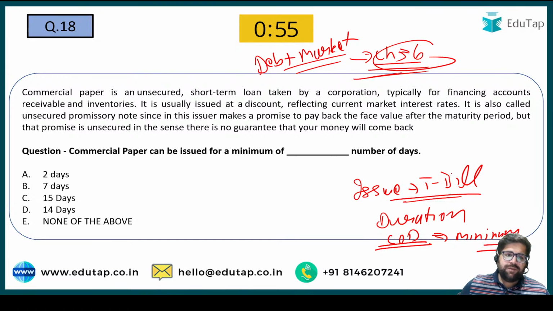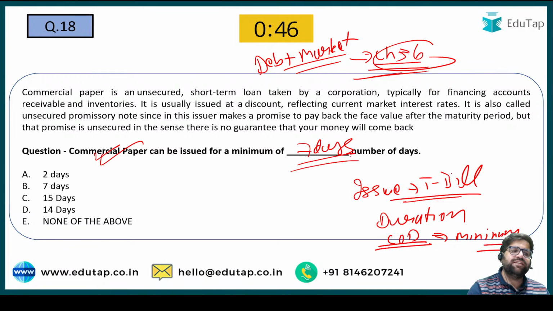Yes, commercial papers. This particular question is based on commercial paper. So commercial paper are issued for a minimum number of 7 days, my friend. So this is a very easy question. Again, I would say a low hanging fruit for all those people who are trusting us. Why they are trusting us? Because we have provided all the information which has been provided by the different regulatory bodies.